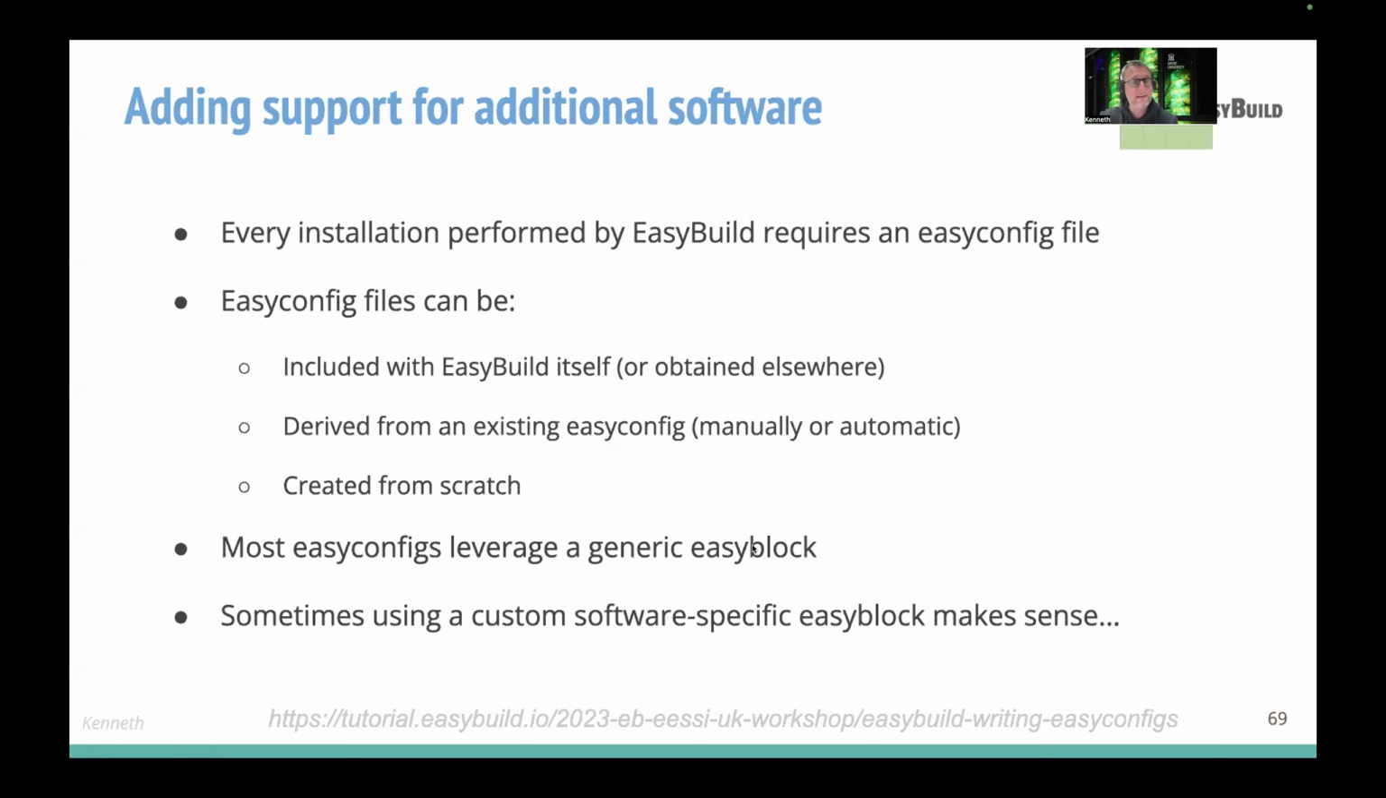Most of the easyconfig files, and then I'm talking probably 80 or even more percent, use a generic EasyBlock. So something like CMake or Python package that implements a generic installation procedure. So that's definitely where most of the easyconfigs use. But sometimes, especially for more complex software, you may need to use a software-specific EasyBlock. Again, either one that exists already and is part of EasyBuild, or one that you provide yourself or even create yourself from scratch.